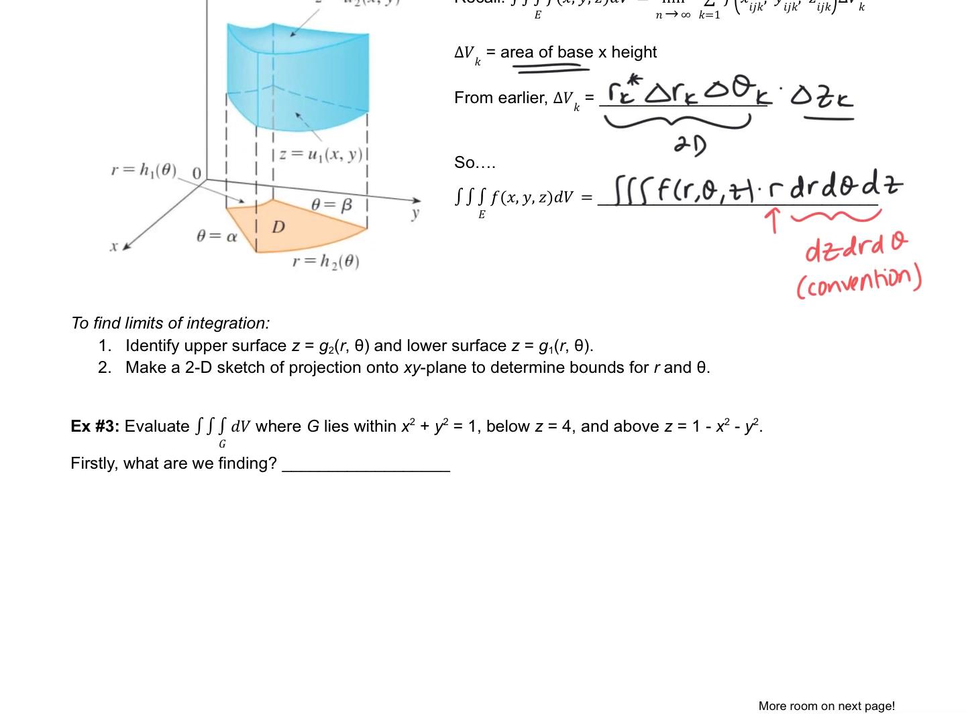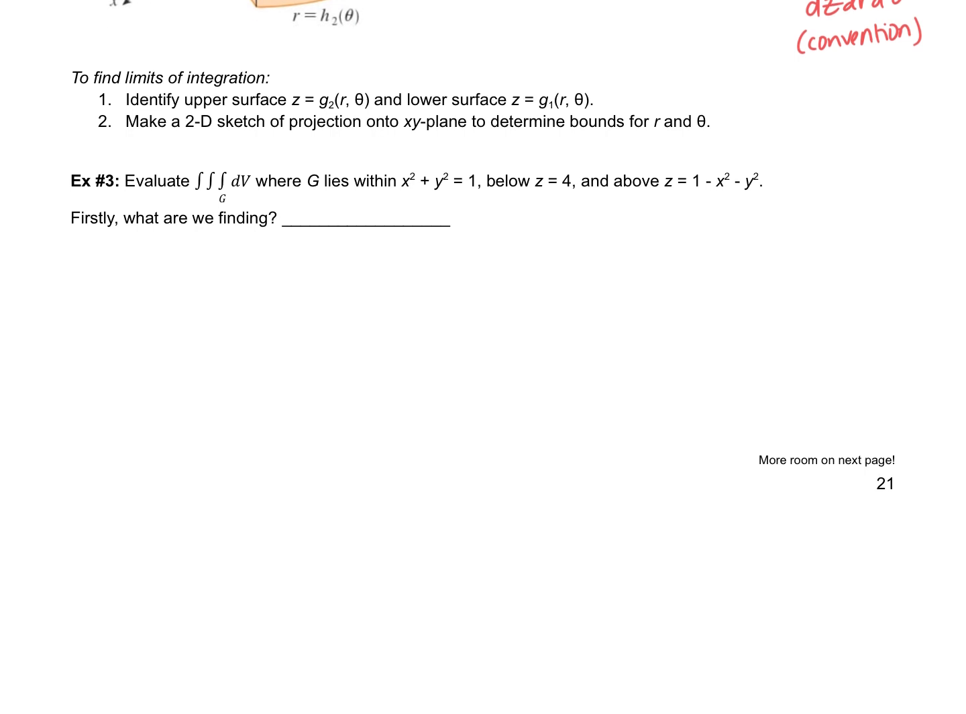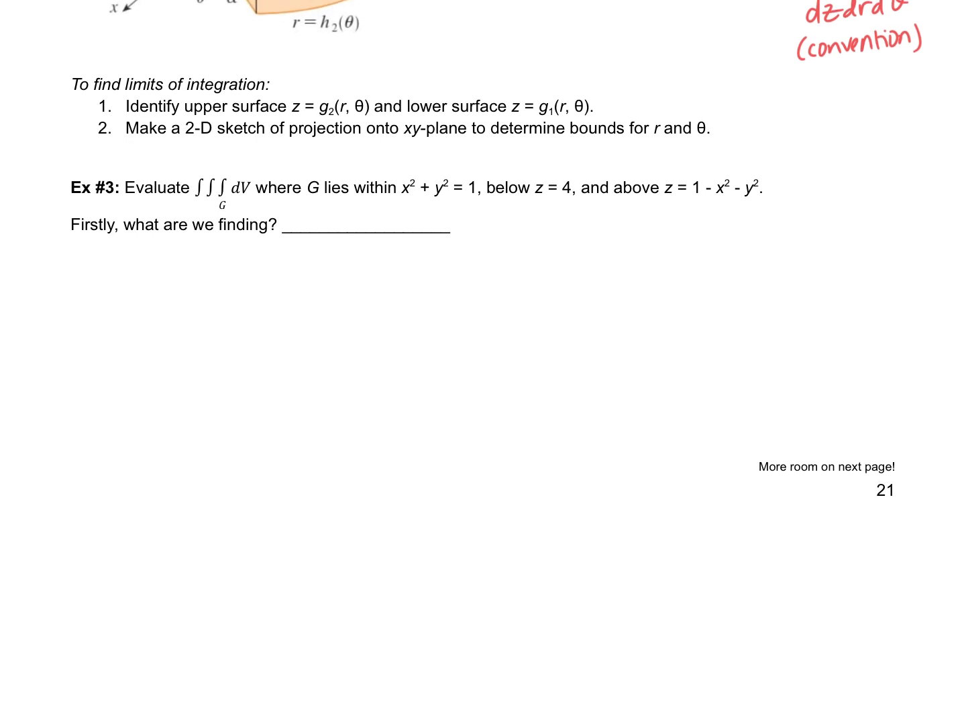Okay, finding the limits of integration. What you're going to do is identify the upper surface. So z, you're going to express as a function of r and theta. And then your lower surface, z, is also going to be a function of r and theta. And then, of course, you're going to make your projection onto the xy plane to determine the bounds. So I think this is going to make the most sense once we do an example. I'm going to tell you this is a longer example, so as you can see down below, there is room on the next page for you to write some more. So let's give this one a try.